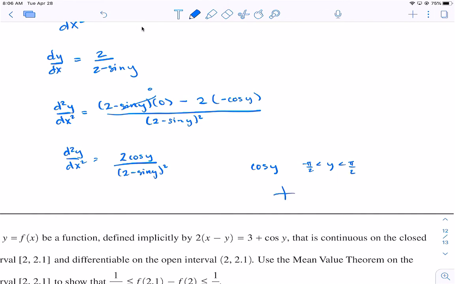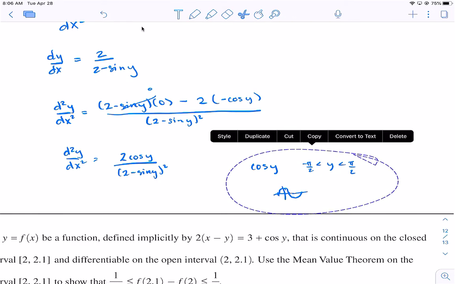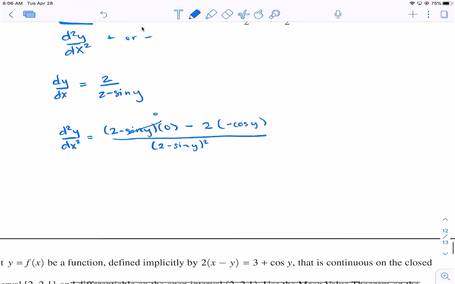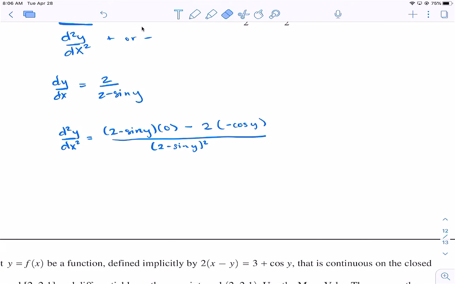Cosine looks like this. Normally I'm only going to pi halves, so it looks like this. So cosine at y could be positive or negative. Oh, I forgot something. Okay, I have to come back and fix this. So before I do this, I need to come back up. When I was doing quotient rule, I did bottom times the derivative of the top minus the top times the derivative of the bottom, but when I did this I had y, so I have to attach a dy dx right here, all over the bottom squared.